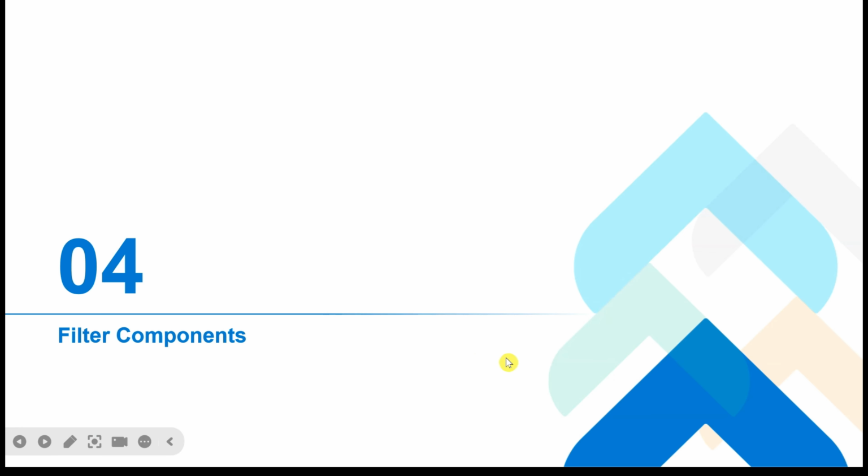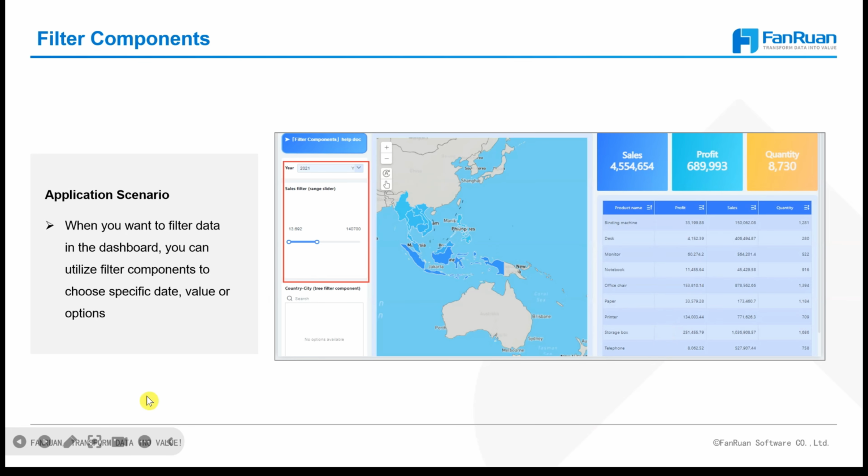Now, let's move on to the fourth feature of interaction, the filter component. When viewing a dashboard, we can search for important data based on our needs. This is where the filter component comes into play. For example, we can filter by year or sales to obtain the specific data we require. Moreover, filter conditions set at the dashboard level can simultaneously apply to multiple components on the dashboard.